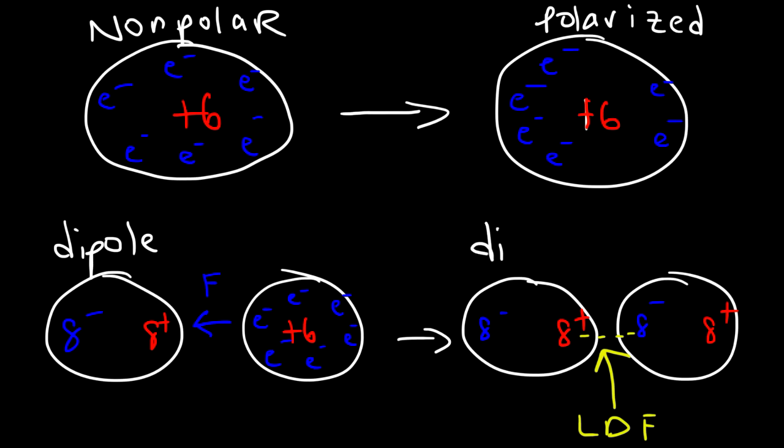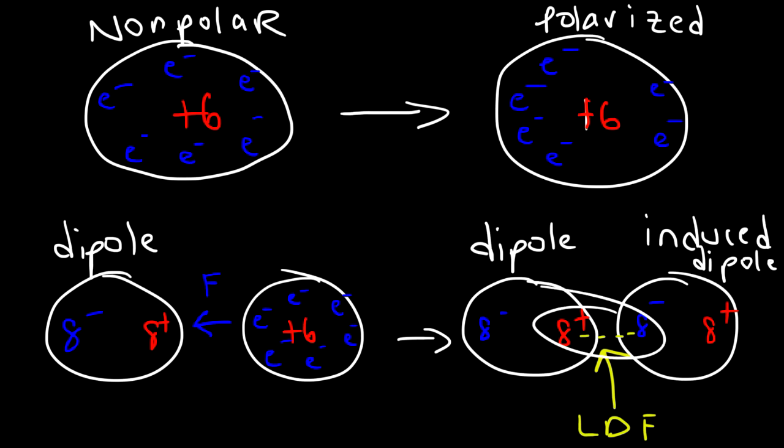So this dipole caused this atom to be induced into a dipole. So this is an induced dipole. It was created by the other atom. And so this interaction is temporary, short-lived. It doesn't last very long.